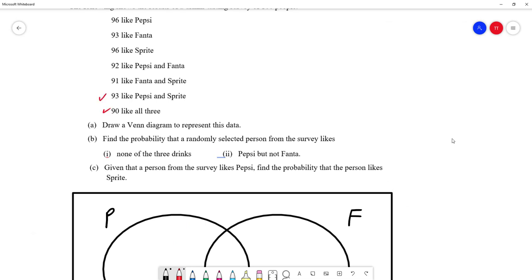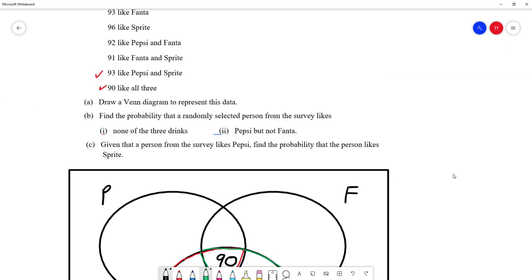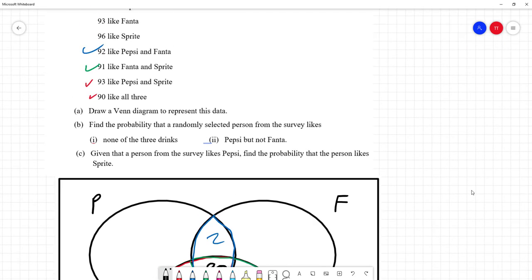91 liked Fanta and Sprite. So we're going to go to Fanta and Sprite, which is this section here. So it's 91, so we've got one person there. So that's done. And then we've got 92 liked Pepsi and Fanta. So we get 2 there. And I'll just highlight that in blue so you can see the intersection parts for Pepsi and Fanta, respectively. So we've done those. And then we can go back to the rest of the question.